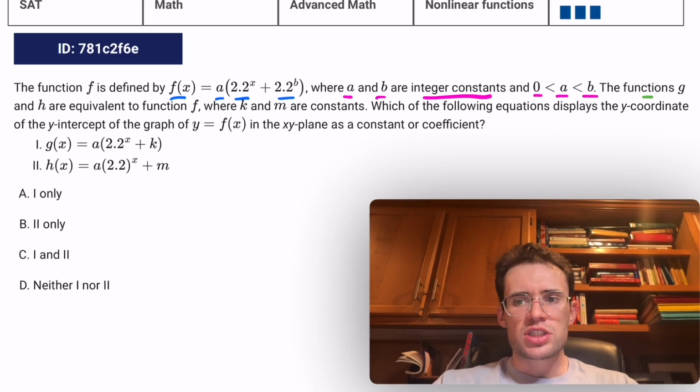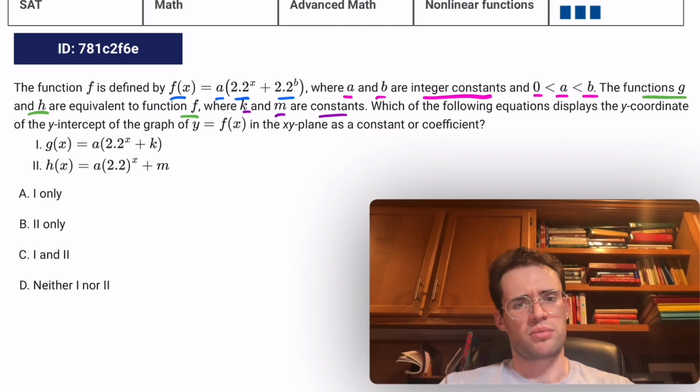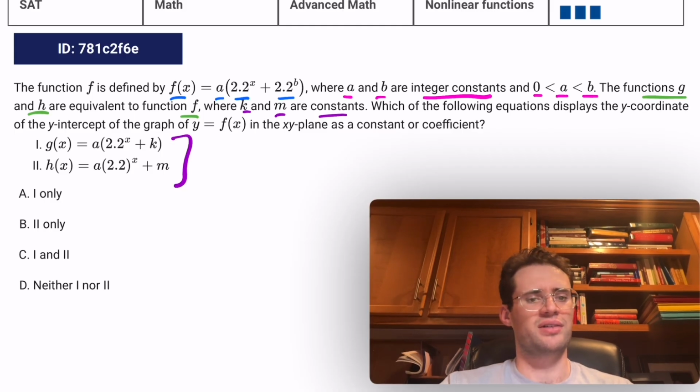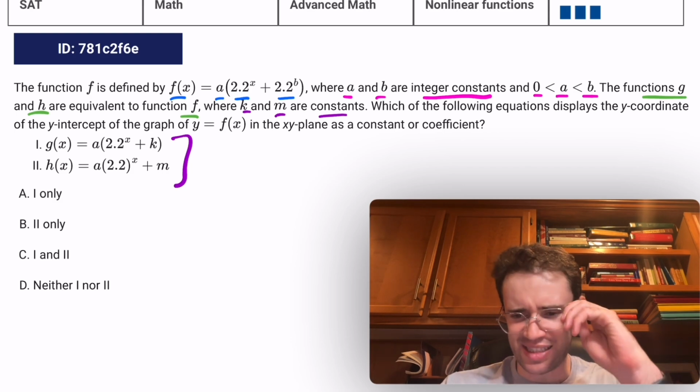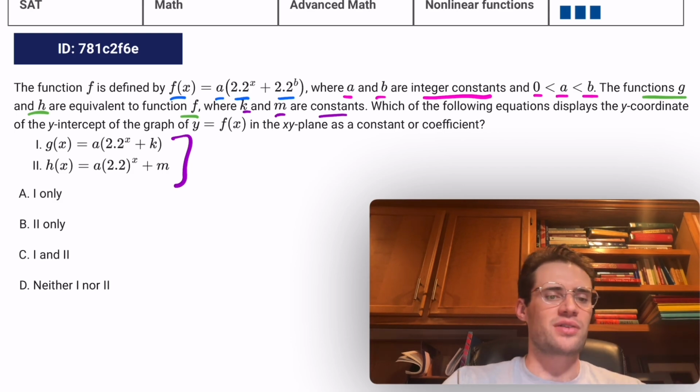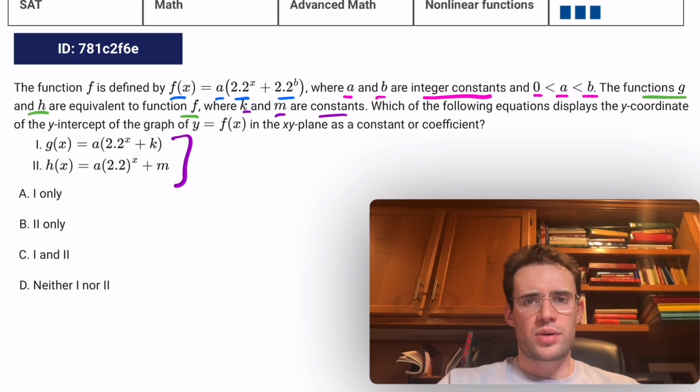The functions g and h are equivalent to the function f, where k and m are constants. Does it just mean in place of the a and the b? I don't know. Let's keep reading. Oh, they have them down here. Okay, that makes more sense. I was thinking they don't specify, they just say that they're constants. All right, those functions are given below. It's probably going to say that. I should say the functions g and h below, but anyway, whatever.